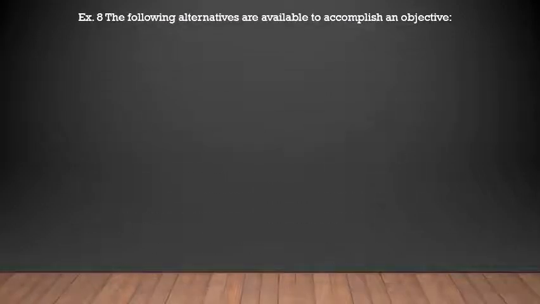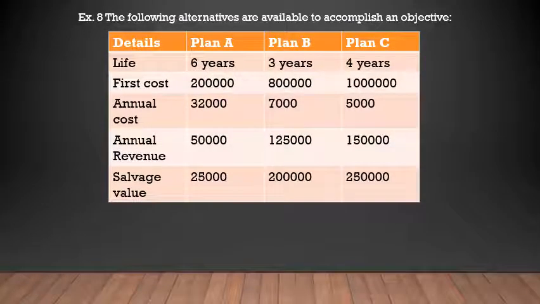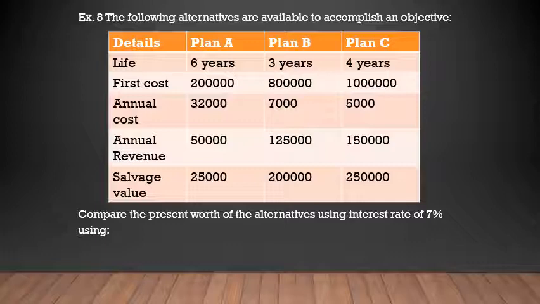Let us take the next example. There are three alternatives in this case. Their cash flow, everything is given. Compare the alternatives using the present worth comparison of alternatives. Here we can see that the life is varying. Life is varying: 3 years, 4 years, 6 years.